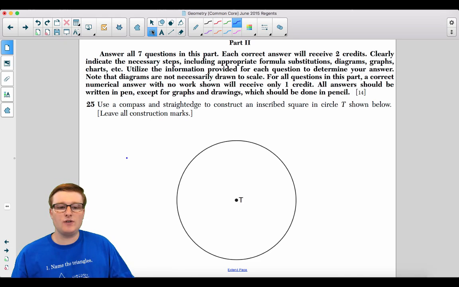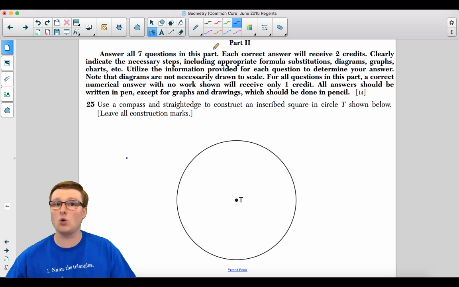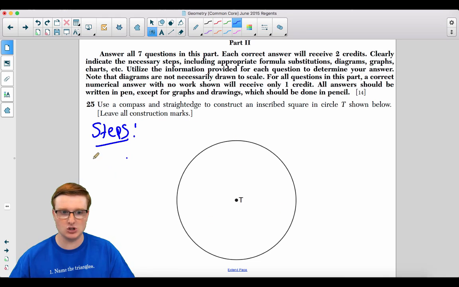Now, question 25 says, use a compass and straight edge to construct an inscribed square in circle T shown below, and of course leave all construction marks. So you need to know the steps on how to construct a square inside of this circle. The first step that you need to do is draw a diameter. Okay? That's the first step.